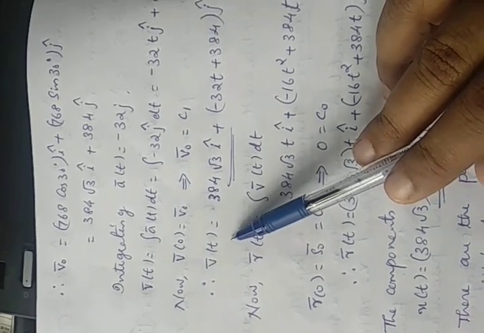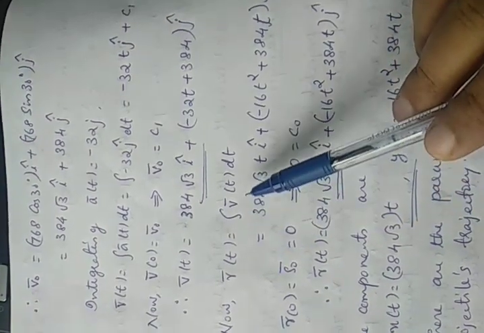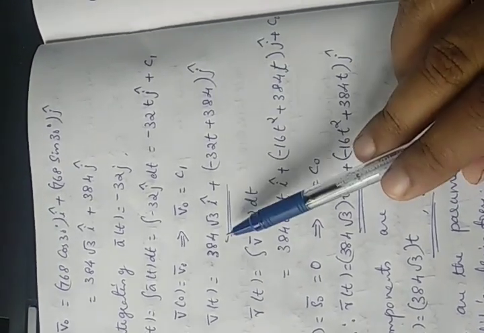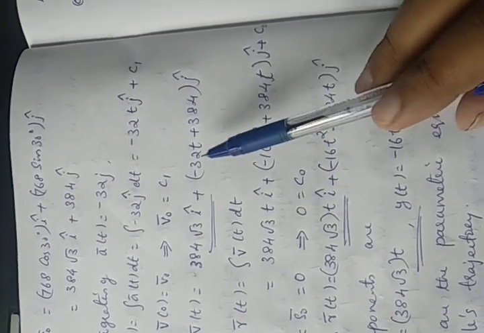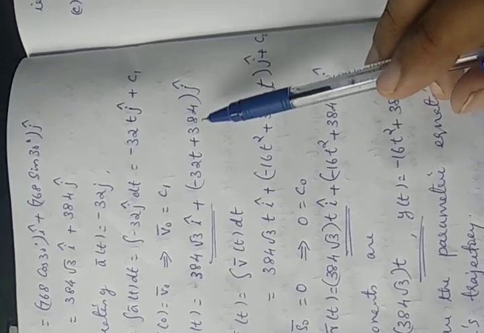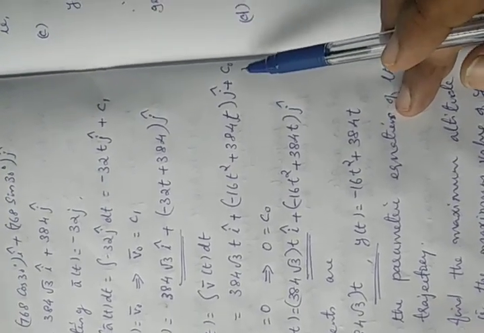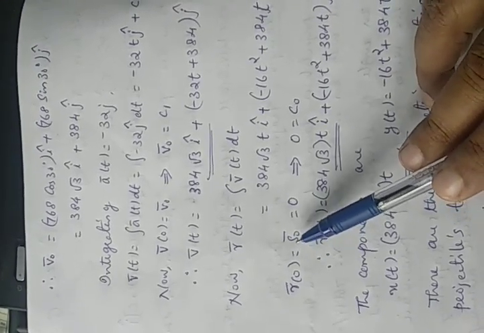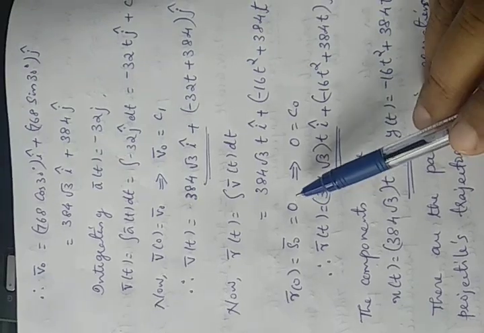Now to find the vector r of t, we have to integrate this velocity vector. So r of t is equal to the integral of v of t dt. Integrating, we get 384 root 3 t vector i plus (minus 32 times t squared by 2, so minus 16 t squared, plus 384 t) times vector j, plus a constant of integration, c naught. Now to find this constant, we use the condition that r of 0 is equal to s naught bar, and s naught bar is equal to 0 since the projectile is launched from the ground.